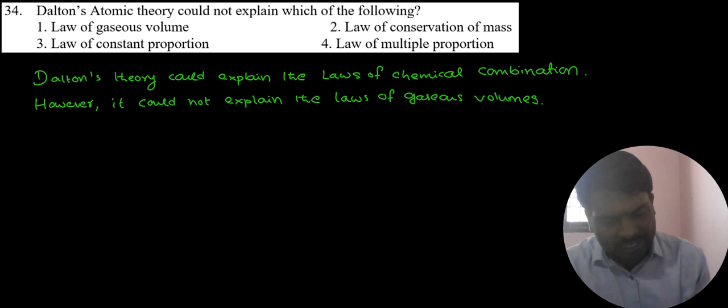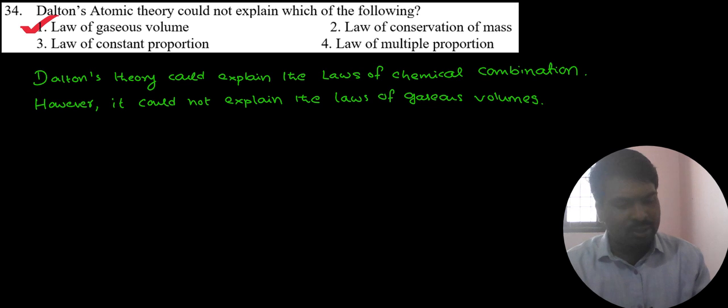So which option is the right answer? Option 1 is the right answer. Dalton's atomic theory can explain the law of multiple proportion, law of conservation of mass, and law of constant or definite proportion, but it could not explain gaseous volume. Now moving to the next question.